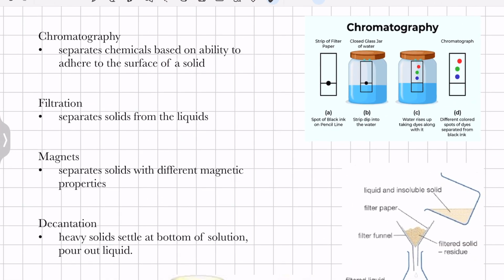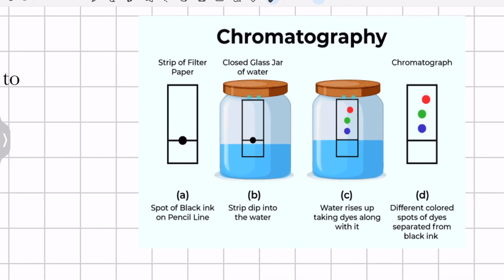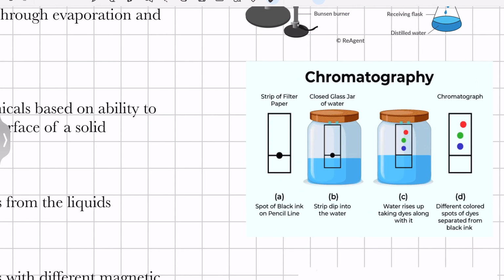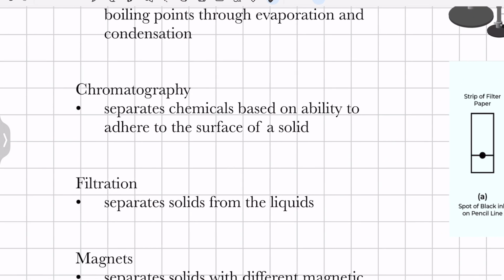The second one will be the chromatography method. This separates chemicals based on their ability to adhere to the surface of a solid. Take a strip with black ink on a pencil line to indicate its starting point. You dip the strip into water and the water rises, taking the different pigments in the dye along with it. You can see red, green, and blue stop at very different points on the piece of paper. This is because they have different properties that allow them to adhere to the surface of the paper at different rates, hence separating the pigments effectively.